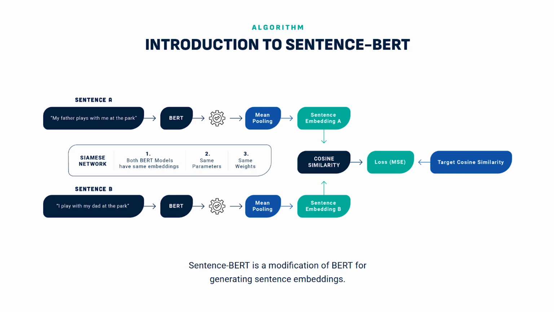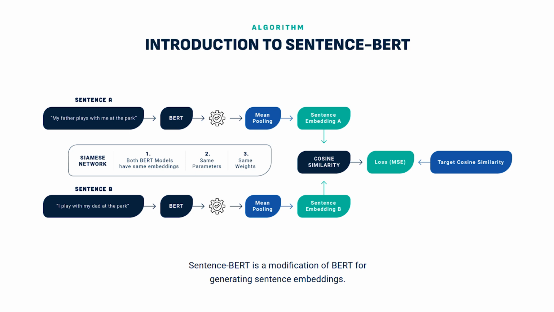That's where Sentence BERT comes in. Sentence BERT is a modification of the original BERT model that allows us to generate these powerful embeddings. These sentence embeddings are then compared using cosine similarity to determine how similar the meanings are. Even when the phrasing is different, like "my father plays with me at the park" versus "I play with my dad at the park," the model sees them as highly similar.